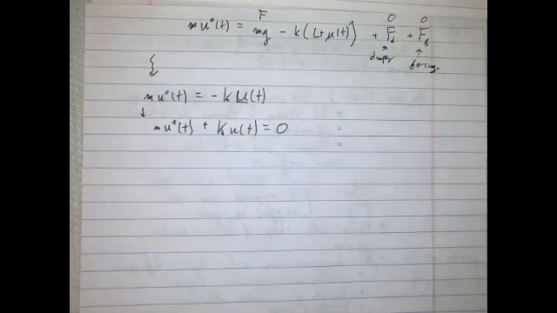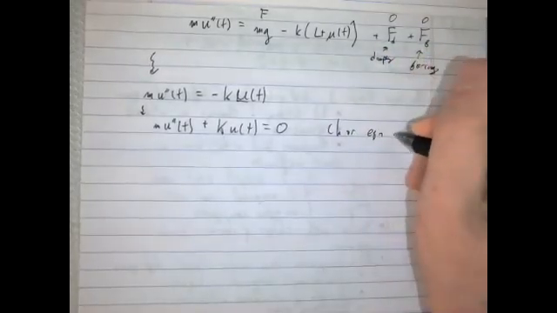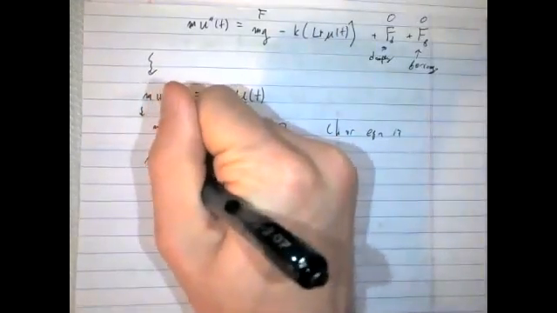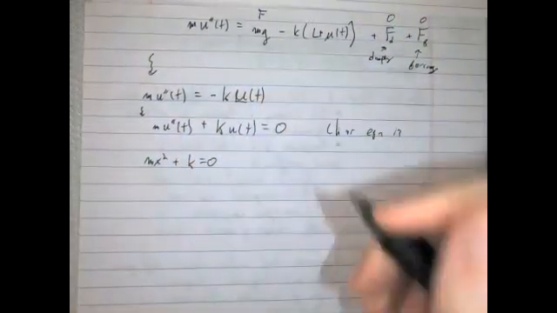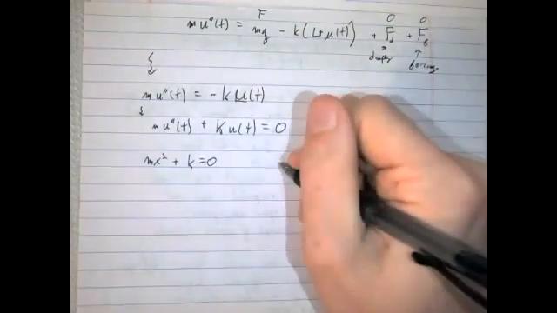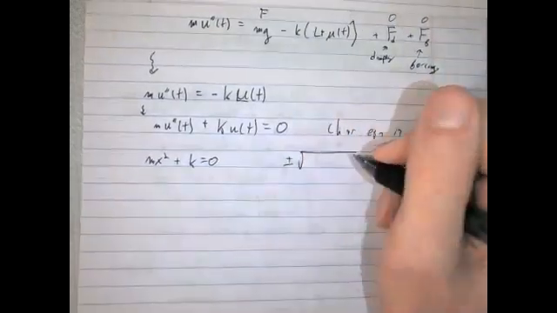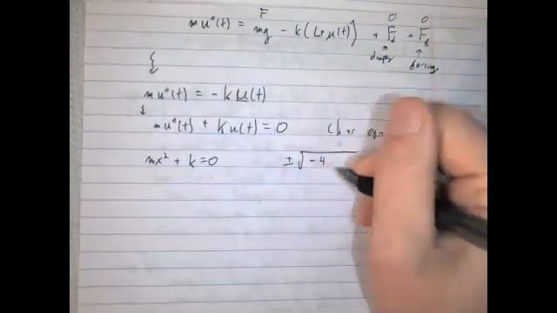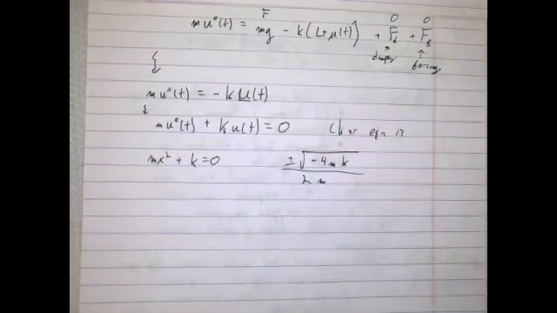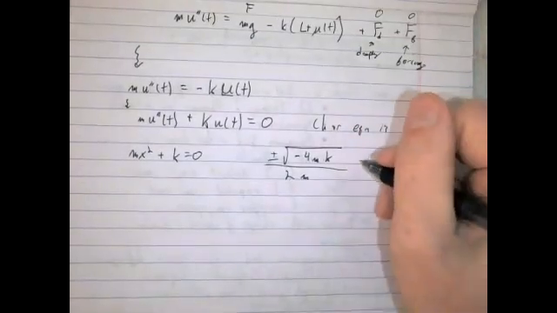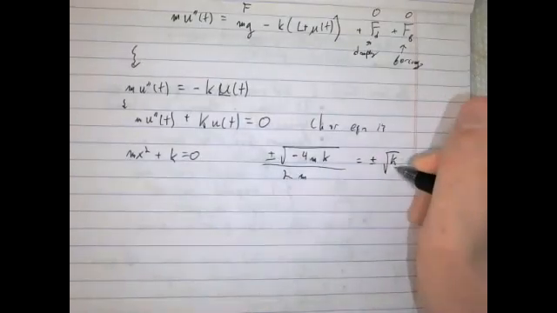Okay. So the characteristic equation is m x squared plus k is equal to 0. And we solve this by getting plus or minus square root of negative 4mk all over 2m. And we found that the roots then are equal to plus or minus i times square root of k over m.